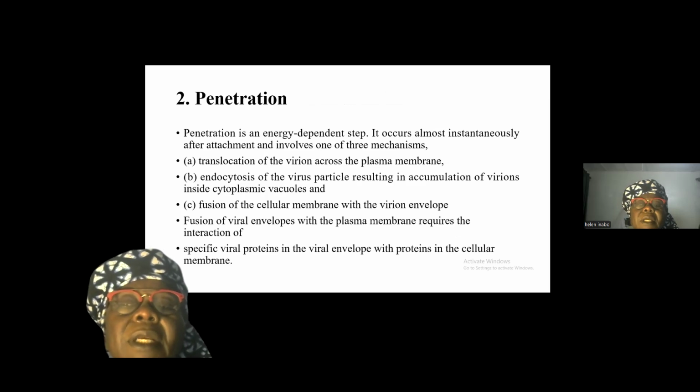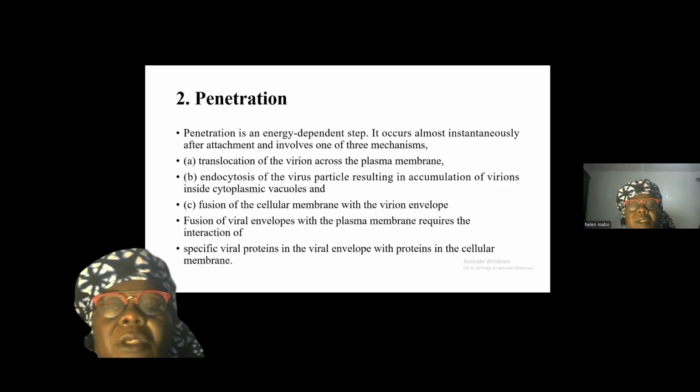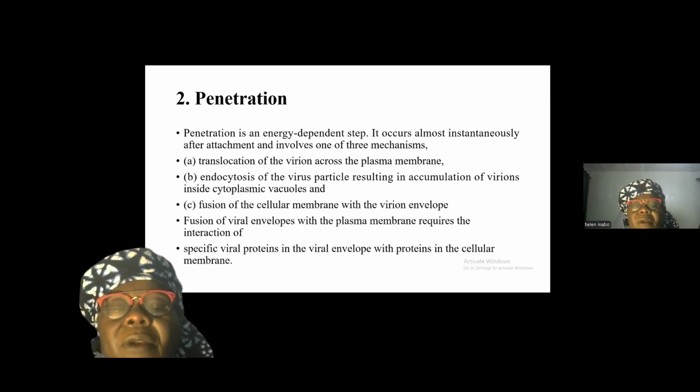The second step in the replication of DNA viruses is penetration or entry. Penetration is an energy-dependent step, and it occurs almost instantly after attachment and involves one of 3 mechanisms: endocytosis of the virus particle resulting in accumulation of virions inside cytoplasmic vacuoles, translocation of the virion across the plasma membrane, or fusion of the cellular membrane with the virion envelope.